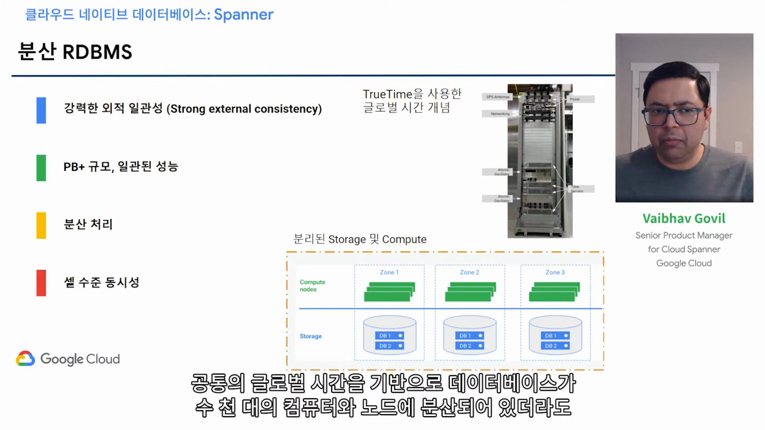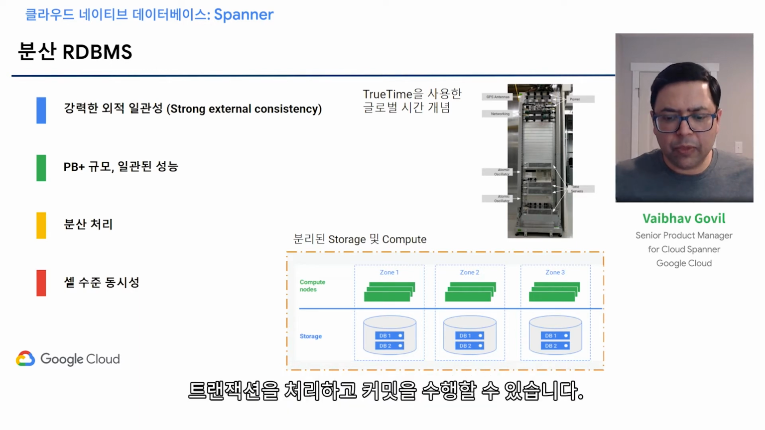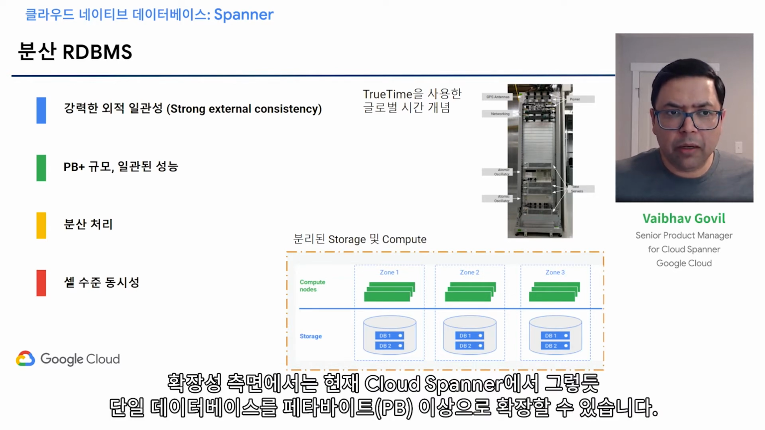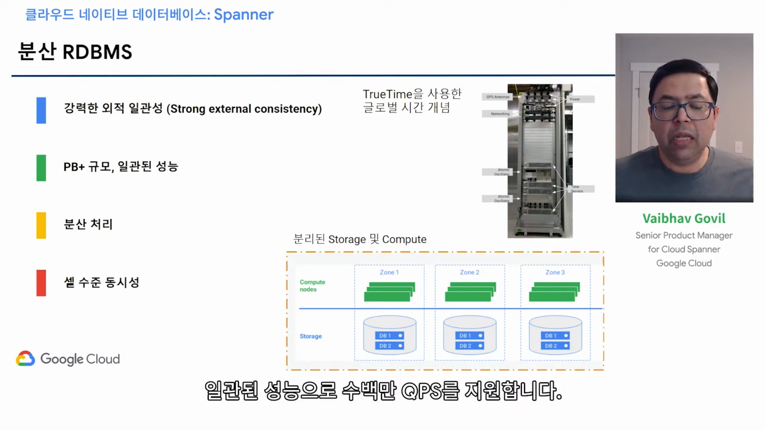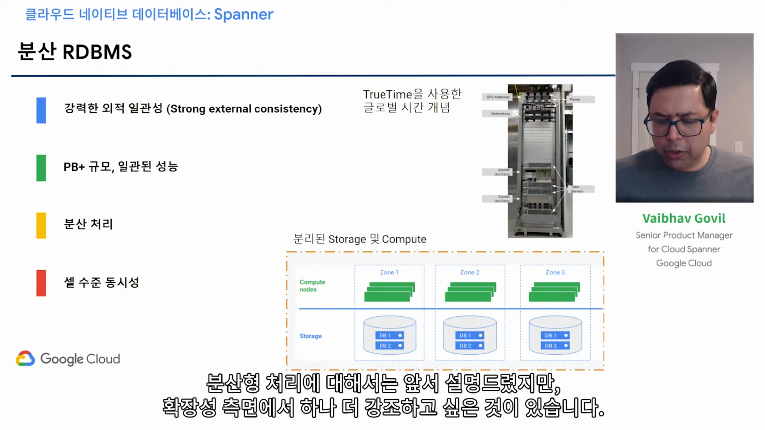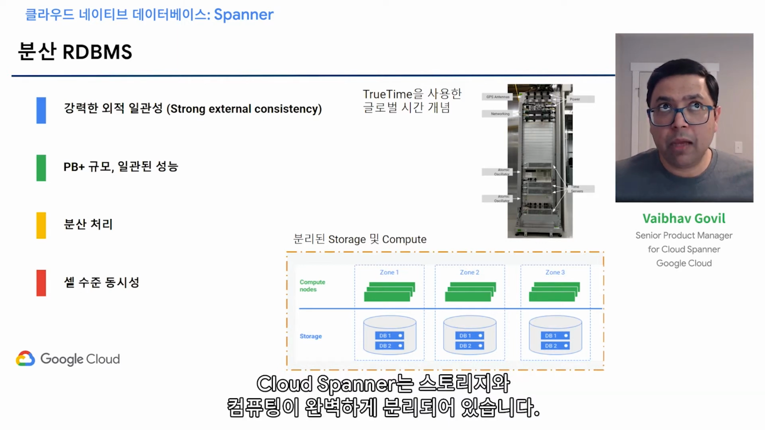So even if your database is spread across thousands of machines and nodes, we still are able to do a transaction across them and commit them. In terms of scale, we are talking about petabyte plus size single databases, which are operating on Spanner today, millions of QPS with consistent performance. I already talked about the distributed processing, but when we are talking about scale, one other thing to highlight is Spanner has complete separation of storage and compute.